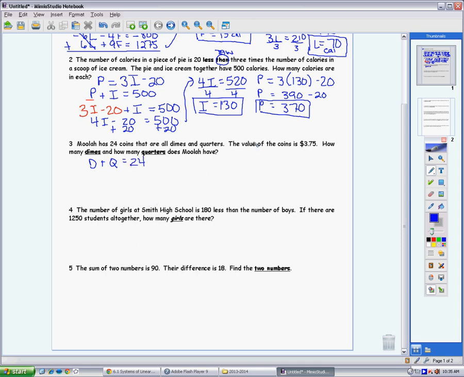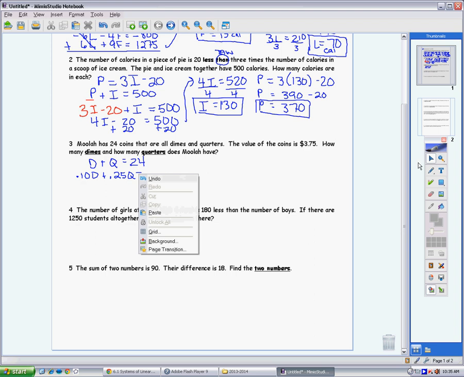Now, the value of the coins. Well, the value of a dime is 10 cents. So I have 10 cents per dime. And the value of a quarter is 25 cents. So I have 25 cents per quarter. And then we have $3.75. Okay, so here is our system.